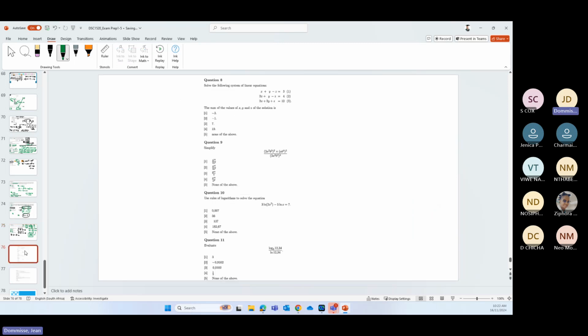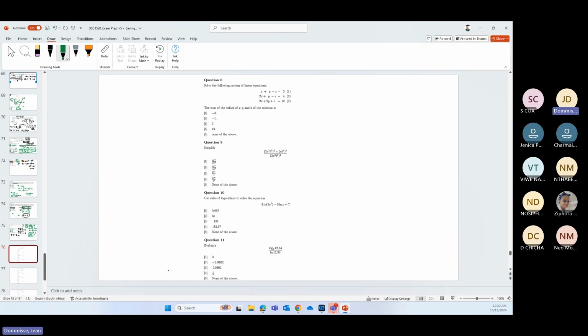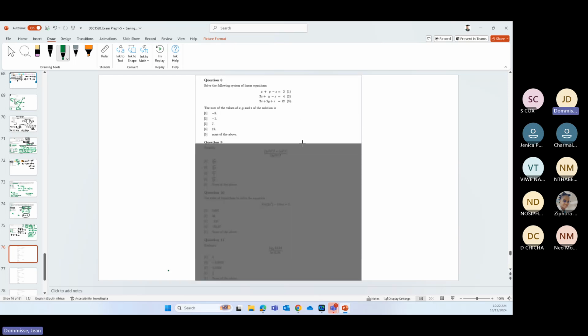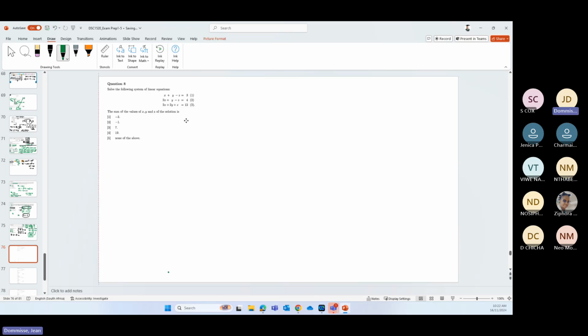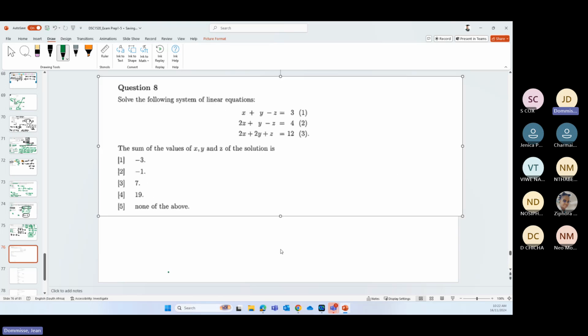So let's just duplicate this one so that we can press 1, 2, 3, 4. And let's get to the first one. Okay, so now we are going into a simultaneous equation. So we used the same method at the top that we now nearly want to do here.